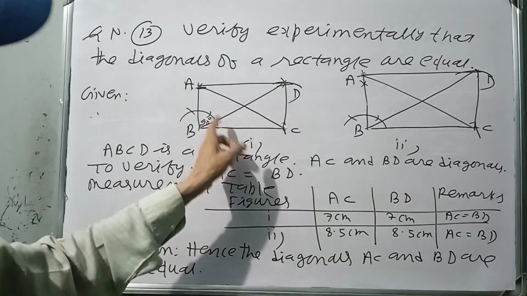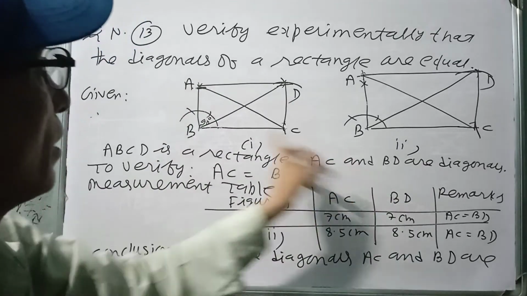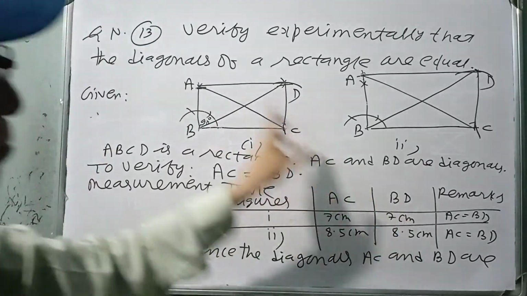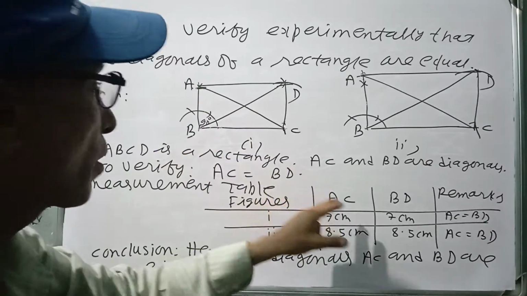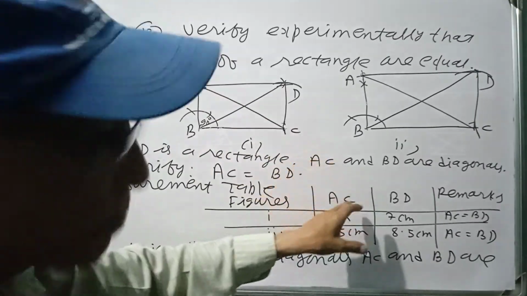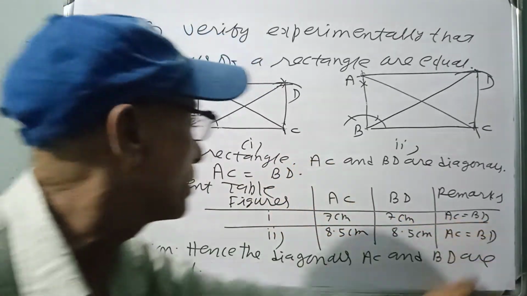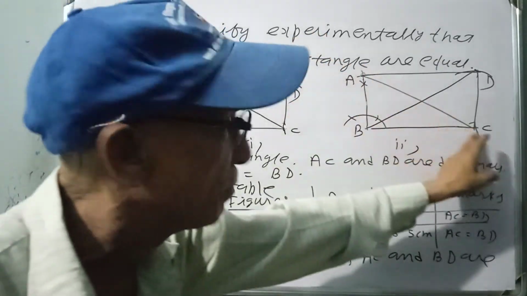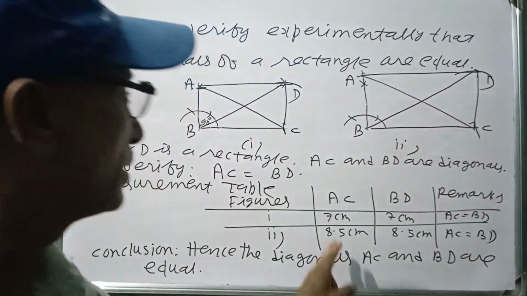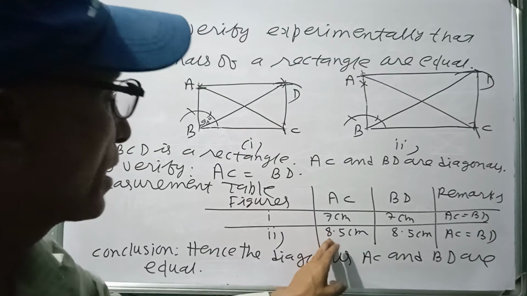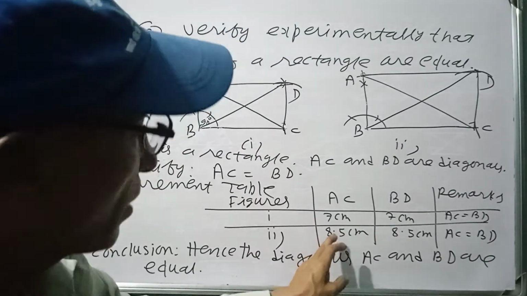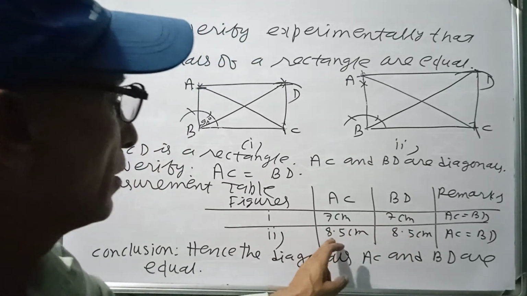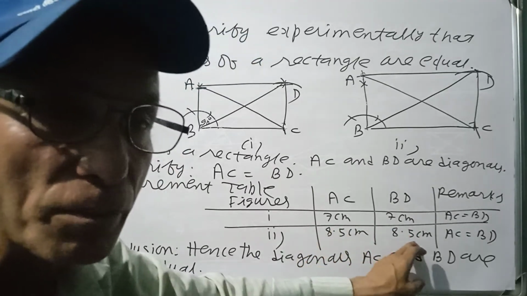In figure 1, AC suppose 7, BD suppose 7. But dear students, you have to measure it correctly. Measure with a scale and write. AC equal BD. Figure number 2, measure AC and measure BD. Suppose 8.5. These two come out equal. Not all will be 8.5. 8 equal 8, 9 equal 9, 6 equal 6.